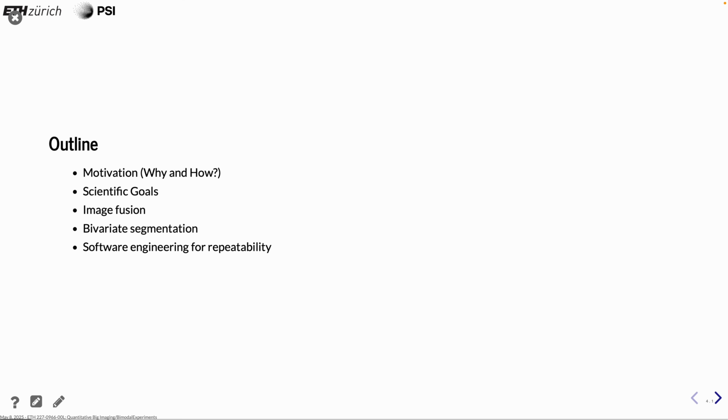So today's outline is first a bit of motivation, why work with different modalities. Then we have some scientific goals, looking into image fusion, how you can fuse images, and also looking into bivariate segmentation, where you have images from two different modalities and want to use this information in your segmentation. Finally, I'm going to go into some software engineering that supports your repeatability, and that is the second topic of today's lecture.